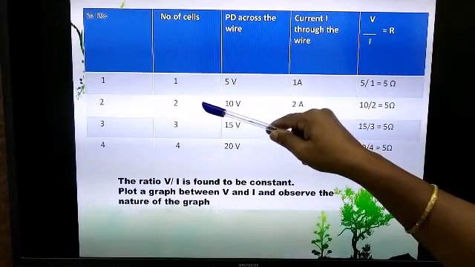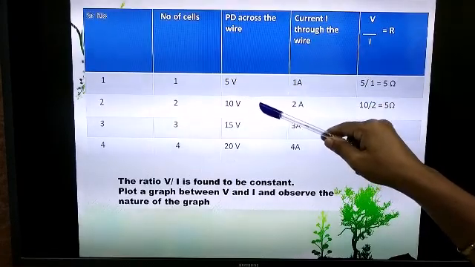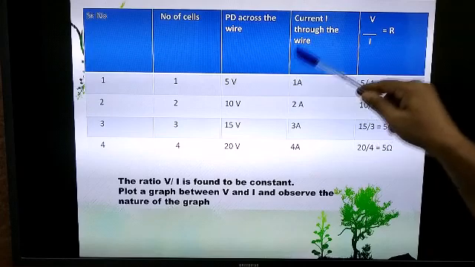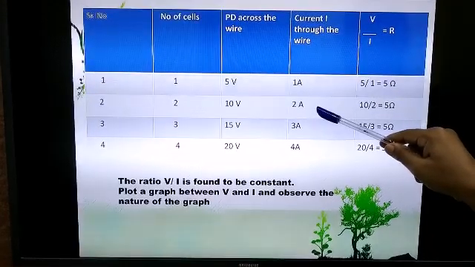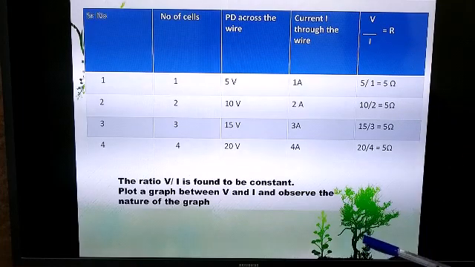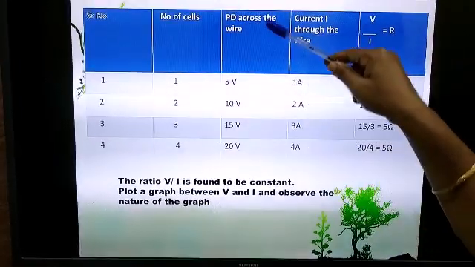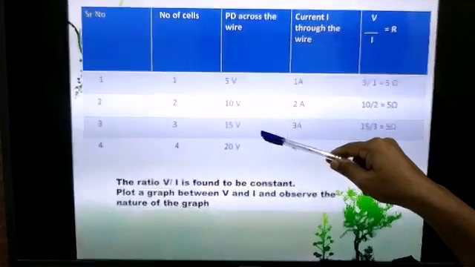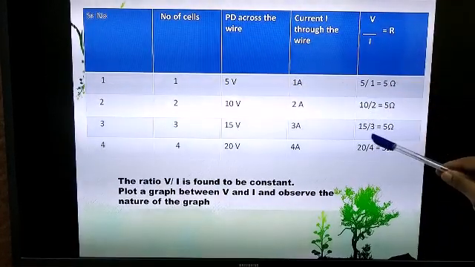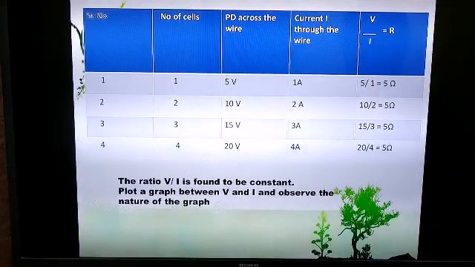Now connect two cells in the circuit and note down the reading which is shown by voltmeter and the ammeter. Voltmeter shows a reading of 10 volts and the current in the ammeter is 2 amperes. Find out V upon I, that is 10 by 2, which is equal to 5 ohms. Now connect three cells in the circuit. The voltmeter reading is 15 volts. Current is 3 amperes. So V upon I will be 15 upon 3, which is equal to 5 ohms.